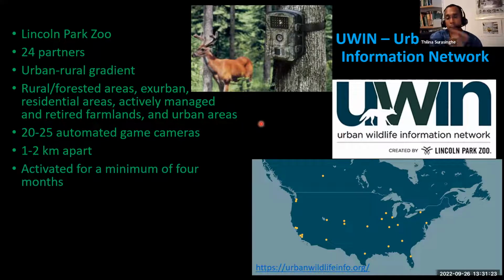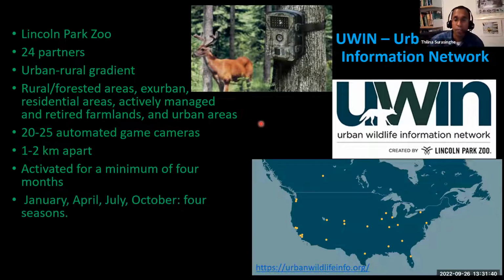So each camera in our transect is about 1 kilometer apart from each other, and they're activated. The data collection happens for a minimum of 4 months in a given year, representing the 4 seasons that we are interested in, because we wanted to know not only the occupancy of wildlife, but how that occupancy varies across different seasons.